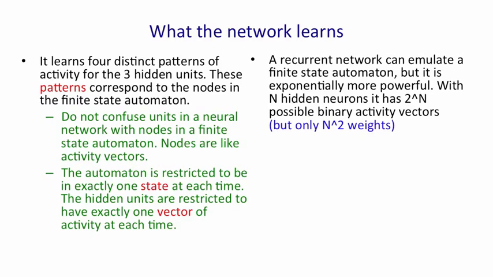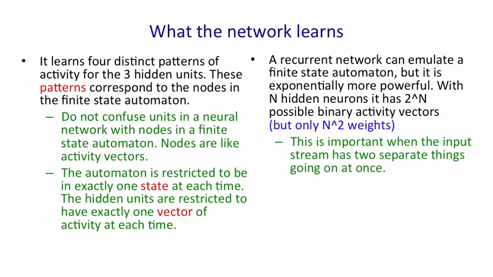So a recurrent neural network can emulate a finite state automaton, but it's exponentially more powerful in its representation. With n hidden neurons, it has 2 to the n possible binary activity vectors. Of course, it only has n squared weights, so it can't necessarily make full use of all that representational power. But if the bottleneck is in the representation, a recurrent neural network can do much better than a finite state automaton.